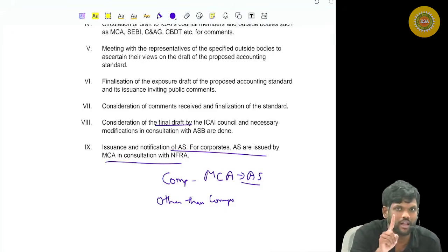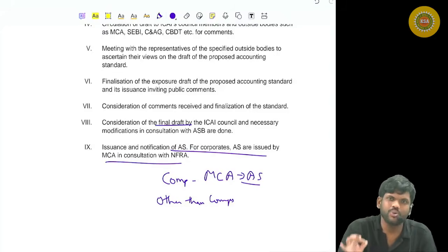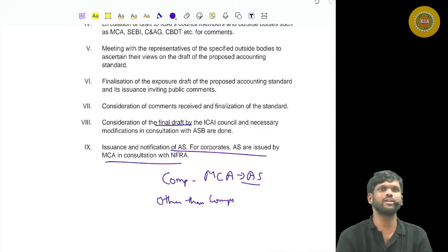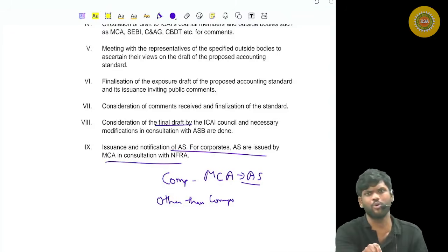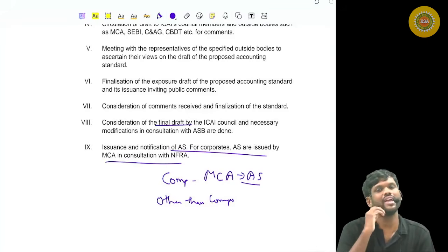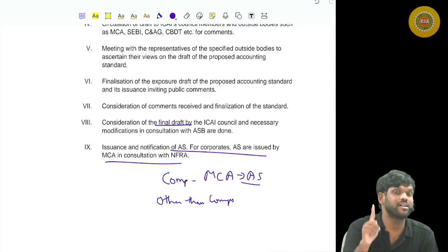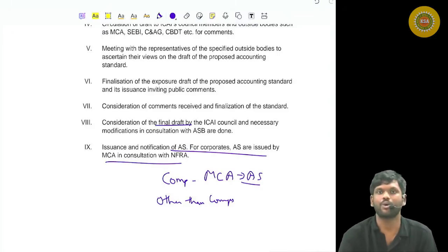Remember this finally. For other than companies, accounting standards are issued by ICA, but actually it is not mandatory for them. They need not follow those accounting standards. Sir, how can a true or false question be asked? For non-corporate entities, accounting standards are issued by ICA. It is actually true. ICA will issue accounting standards, but whether to follow them or not is optional, not mandatory. But for companies, accounting standards will be issued by MCA, and only then does it become mandatory. They have to follow those accounting standards.